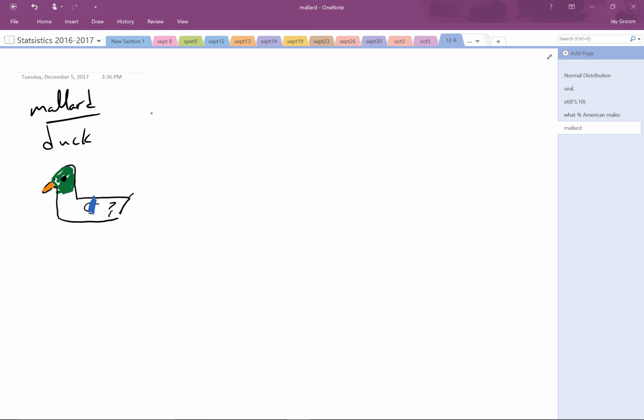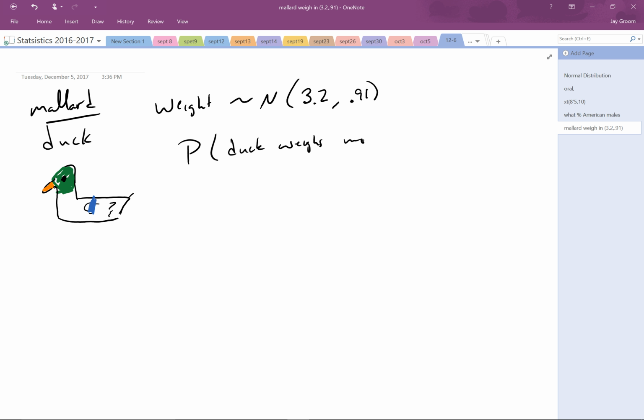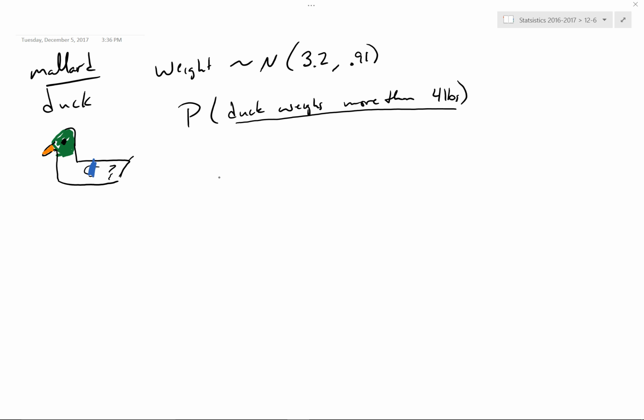nice. Turns out that their weights are distributed normally, with a mean of 3.2 pounds and a standard deviation of 0.891 pounds. What's the probability that we get a duck that weighs more than 4 pounds? Okay, now listen. I was just saying the probability that I get a duck that weighs more than 4 pounds. Another way of saying that is what percent of the population of ducks weighs more than 4 pounds? Well, I don't know. But I do know this, that here is 3.2.